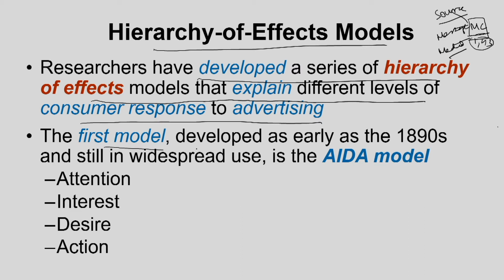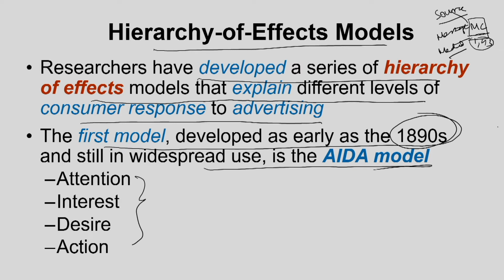As I explained to you, the first model was developed as early as 1890, and this model, still in use, is called the AIDA model. What is the AIDA model? It is the first and the most primitive model of marketing communication. This model has 4 parts: an attention part, an interest part, a desire part, and an action part. What does it all mean? The model says, very briefly, that the goal of any marketing communication is a 4-part process.